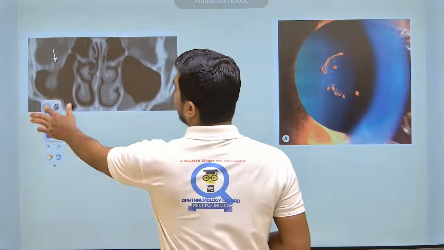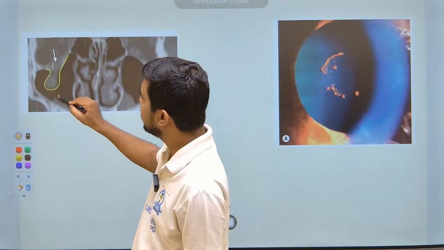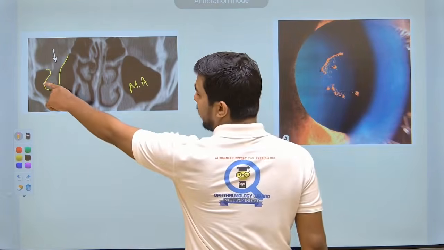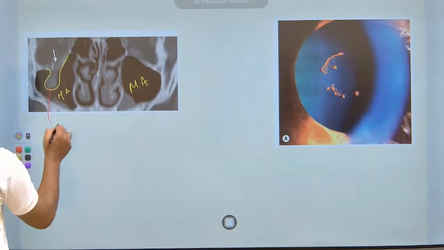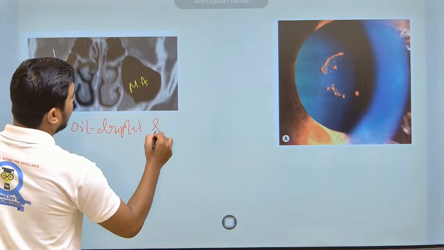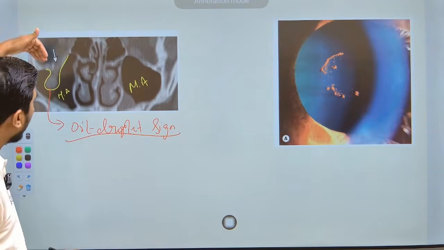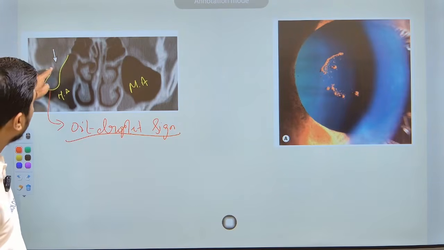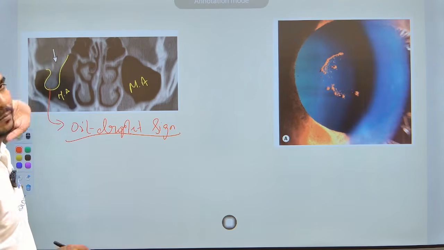You can see that there is something suspended here, and this is maxillary antrum. This is maxillary antrum, right? So in the maxillary antrum, right side में something is suspended. This is nothing but oil droplet sign. इसको क्या बोलते हैं हम लोग? Oil droplet sign. And this oil droplet sign is because of the herniation of orbital fat into the maxillary antrum through or via the break or fracture in the orbital floor.